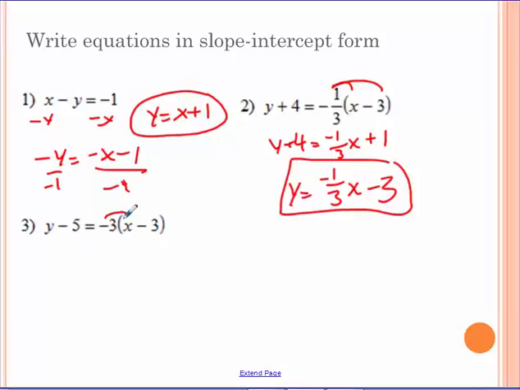And then the last one here, distribute again. y minus 5 equals negative 3x plus 9. Careful with your signs. Add 5 to both sides. You get negative 3x plus 14.